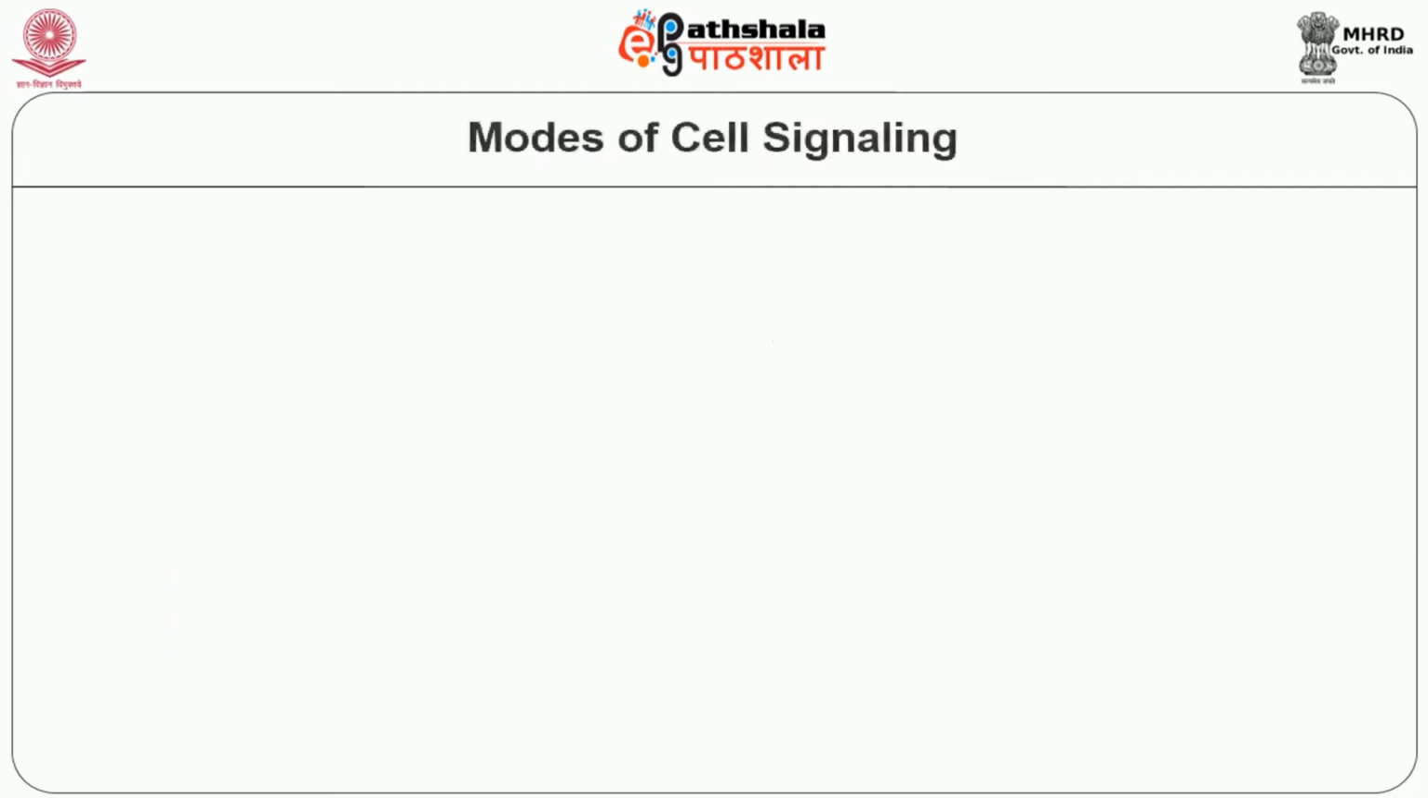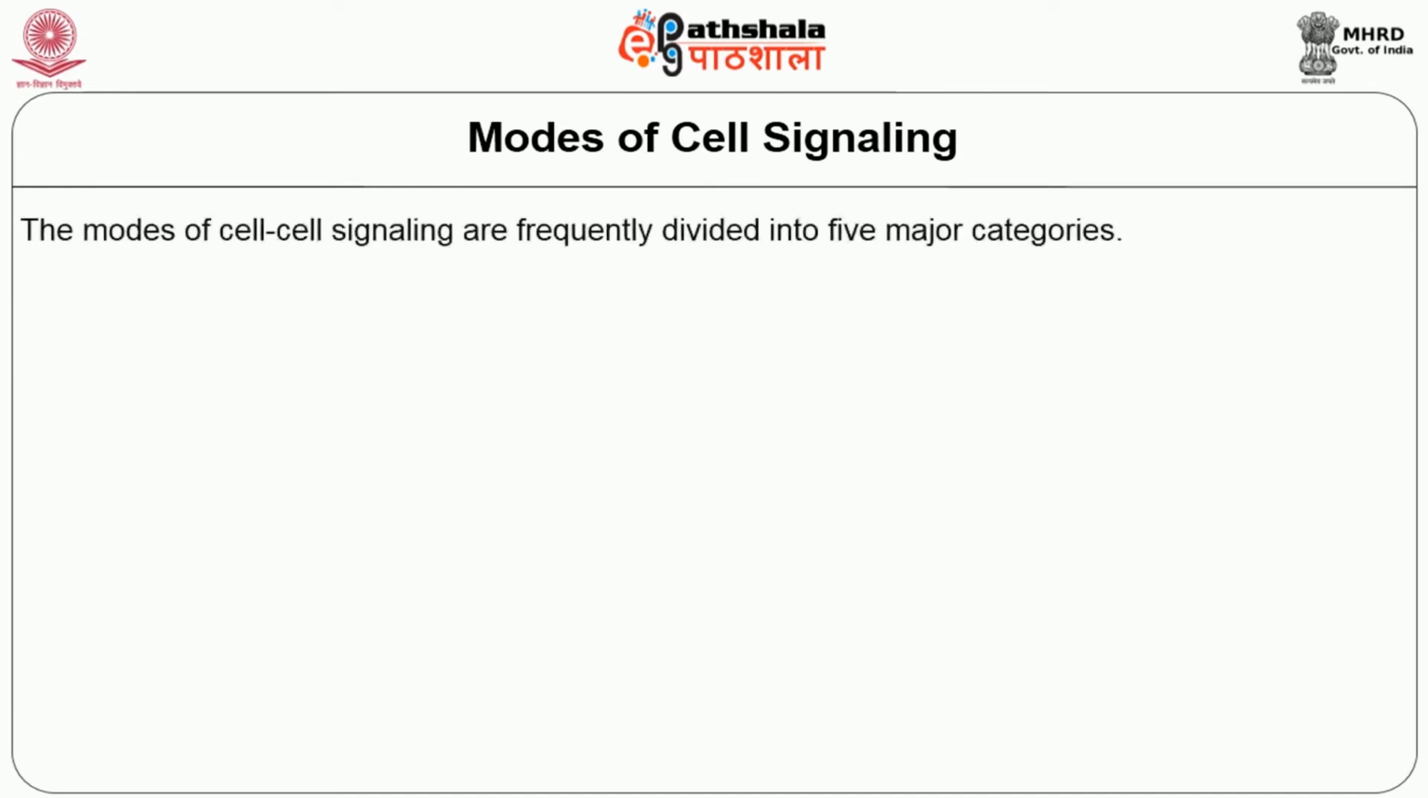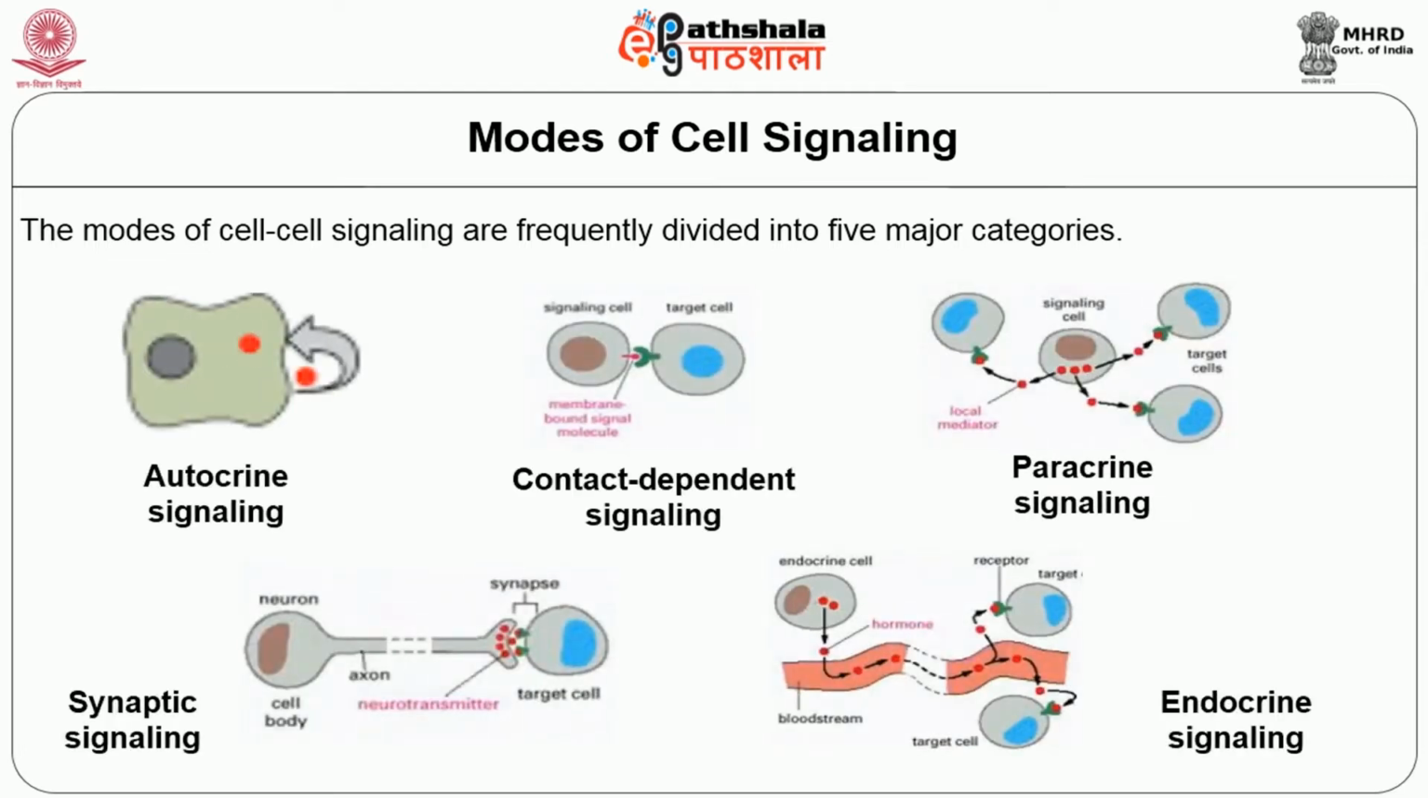Now we will be saying about the modes of cell signaling. The modes of cell signaling are frequently divided into 5 major categories: autocrine signaling, contact dependent signaling, paracrine signaling, synaptic signaling, and endocrine signaling.